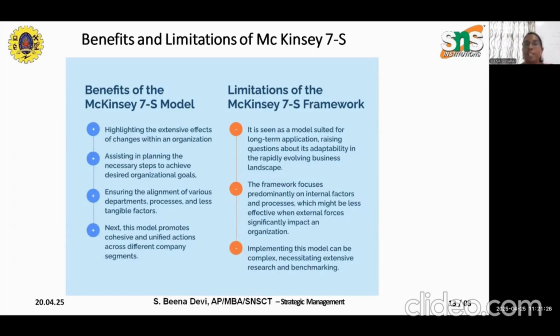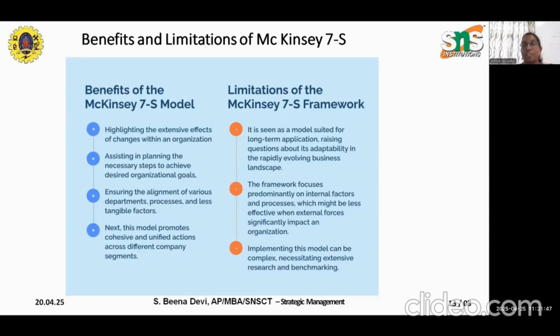The benefits: it highlights the extensive effects of changes within the organization. It assists in planning the necessary steps to achieve the desired goals and ensures the alignment of various departments, processes, and less tangible factors. And next, the model promotes cohesive and unified actions across different company segments.